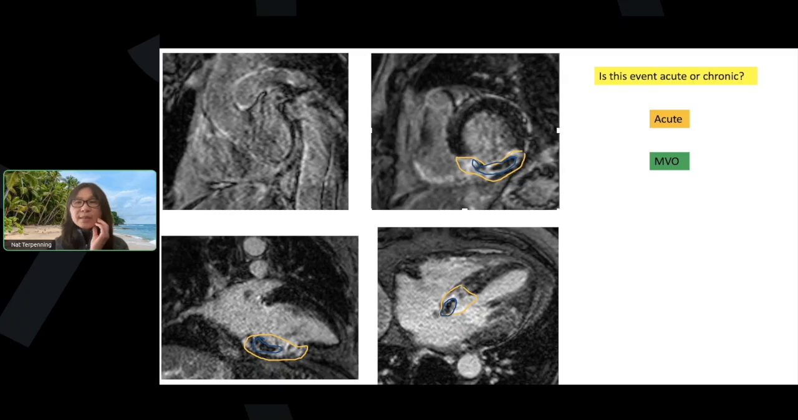First we see him or her. Okay, this is microvascular obstruction, always acute. And then what is the coronary artery distribution? So this is in the inferior wall. So it is the RCA, right?